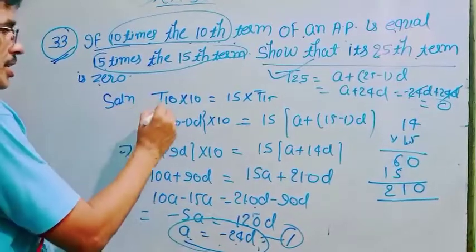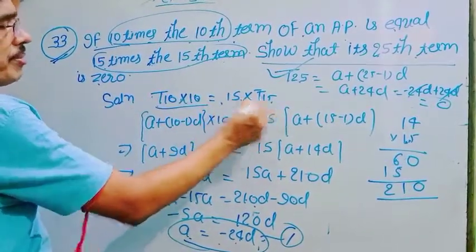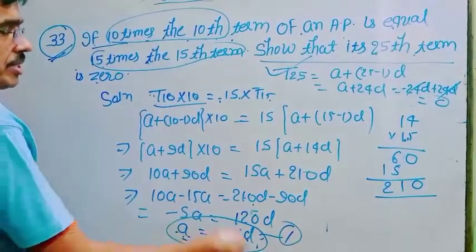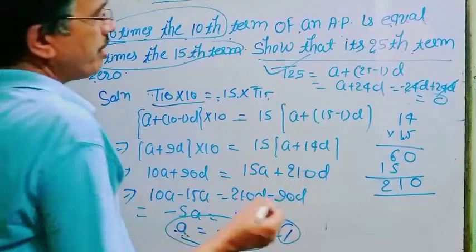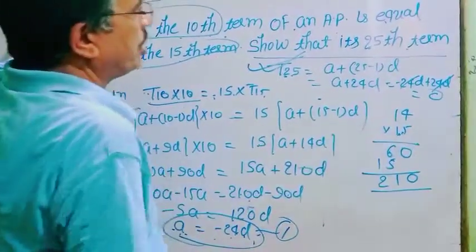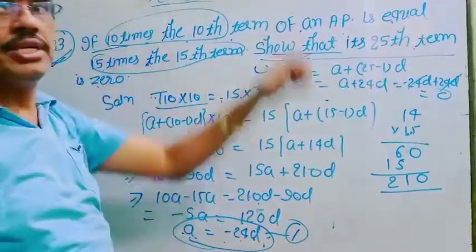The condition is given that the 10th term of the AP is equal to the 15th term of the AP, and from this equation you find A is equal to minus 24D, and then for your question, what is T25? Then T25 is 0. So the question is proved, that the 25th term is 0.